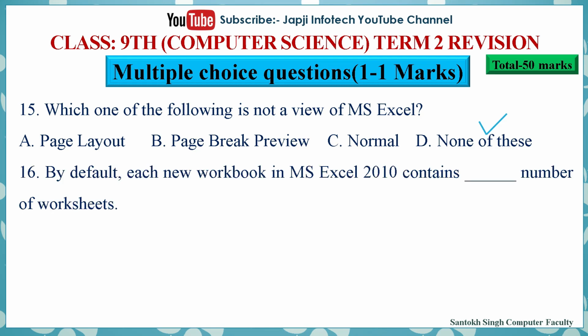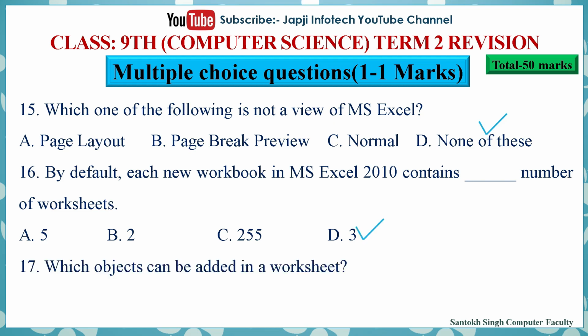And the 16th one is by default each new workbook in MS Excel 2010 contain dash number of worksheet, and the options are 5, 2, 255, and the last one is 3. And the right answer is by default each new workbook in MS Excel 2010 contain 3 number of worksheet. And 17th one is which object can be added in a worksheet, and the options are cell, chart, row, or all of these. And the right answer is all of these objects can be added in a worksheet.